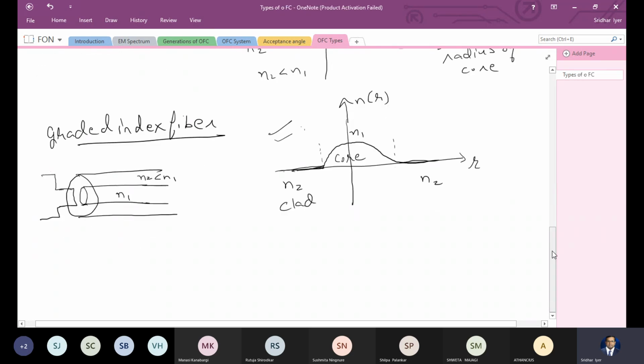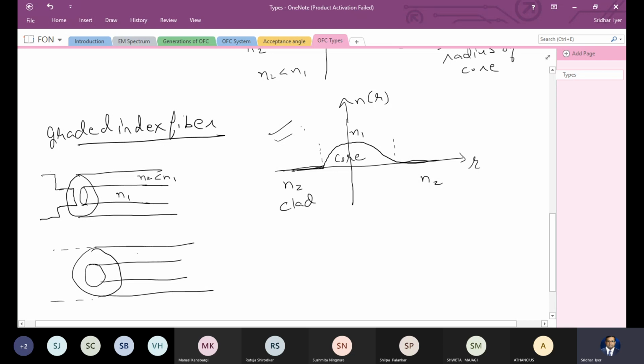If I see the graded index fiber from the side vision, this is the core and this is the cladding. So I'm coming from the cladding inside the core. Instead of an abrupt change, there is a gradual change, and it decreases, then goes to the core and goes. So you can see the change, right?